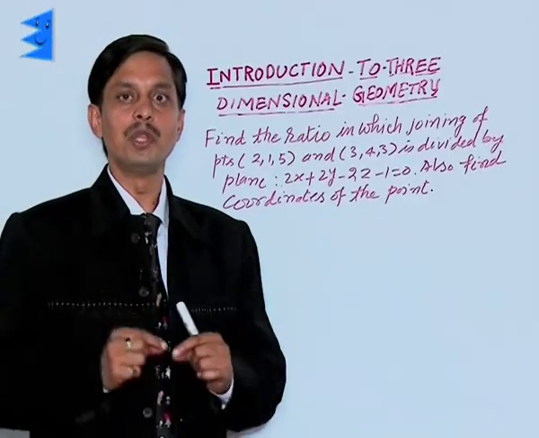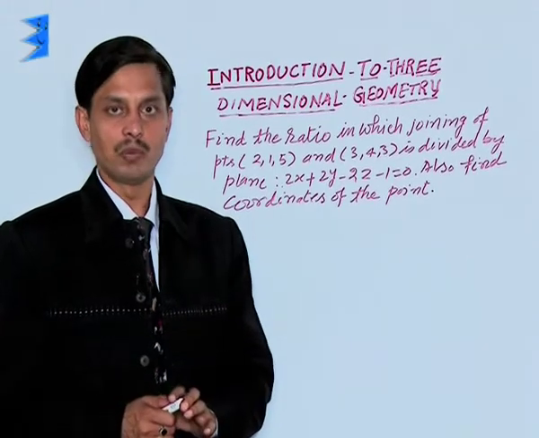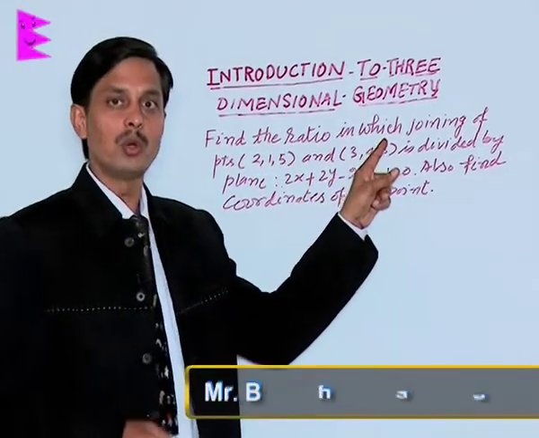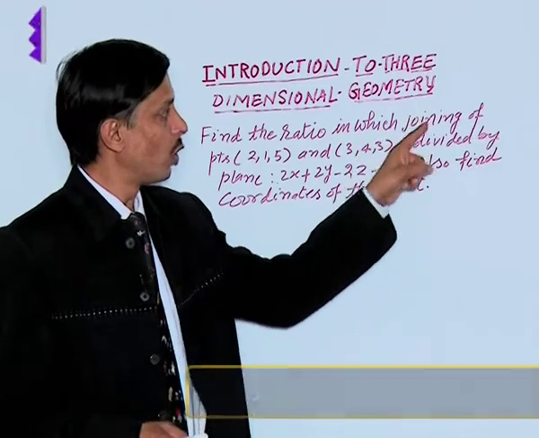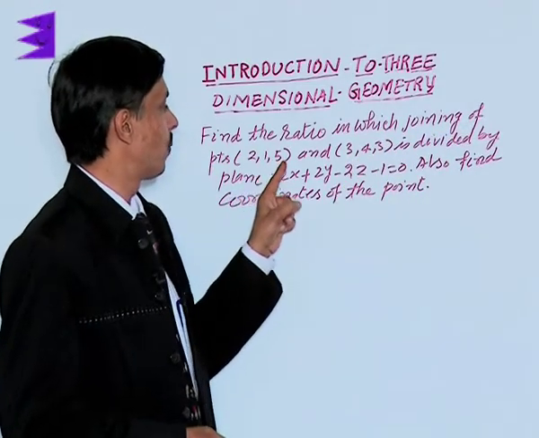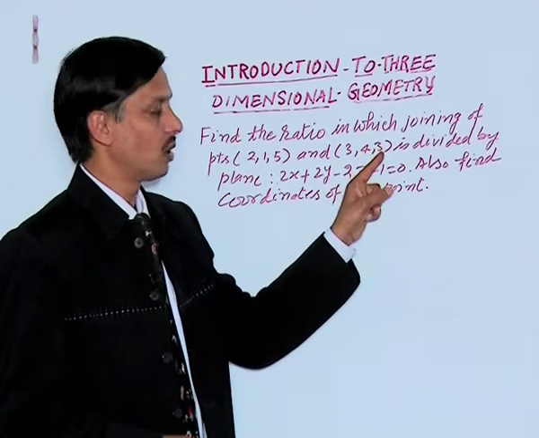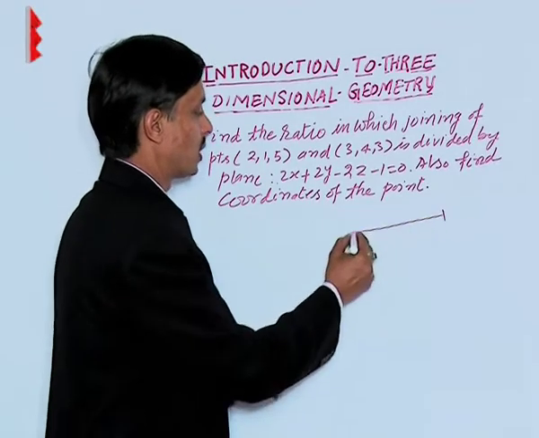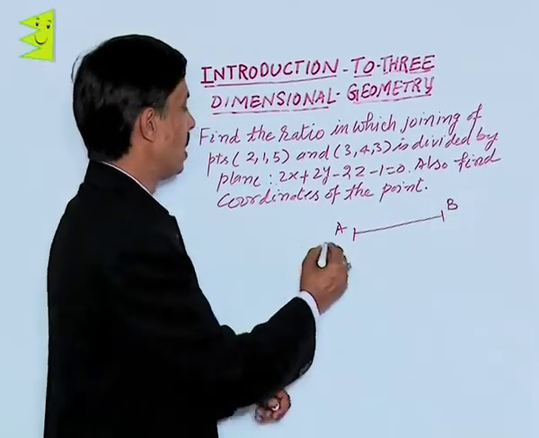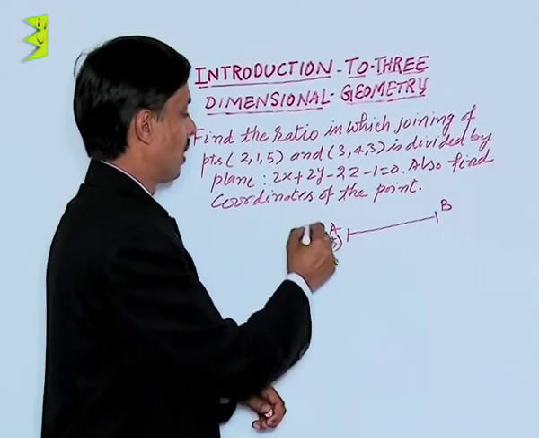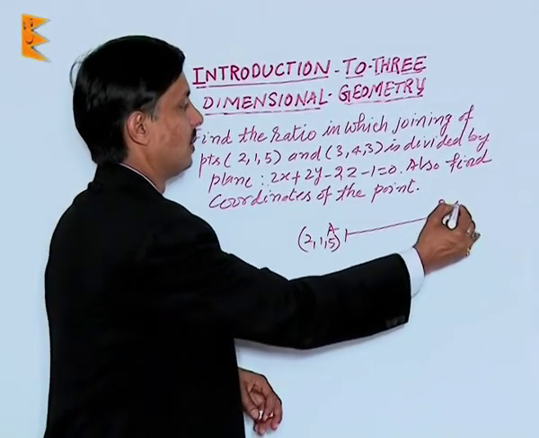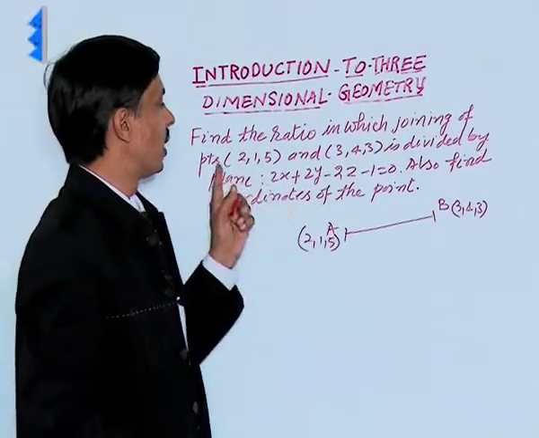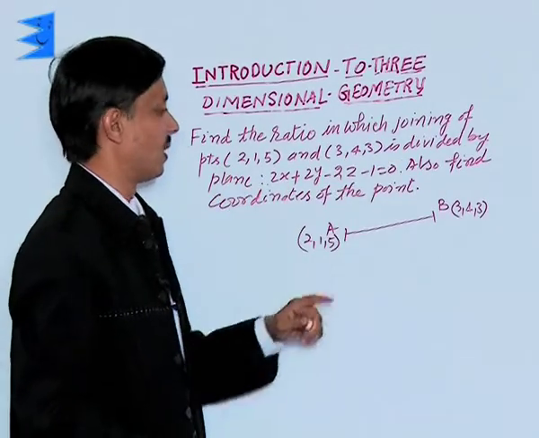Now I want to discuss with you one problem based on section formula. The problem is to find the ratio in which the joining of the points A and B is divided. The coordinates of the first point A are (2, 1, 5) and the coordinates of the second point B are (3, 4, 3). Find the ratio in which the joining of these two points is divided by the plane.